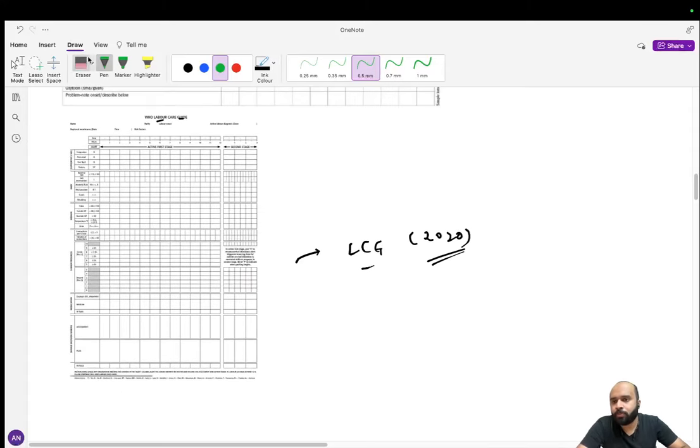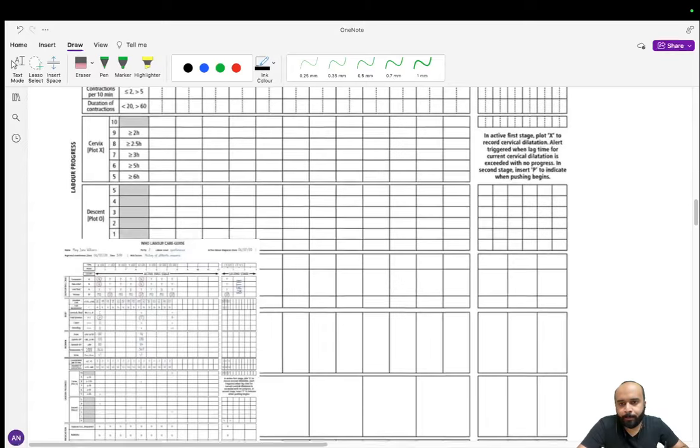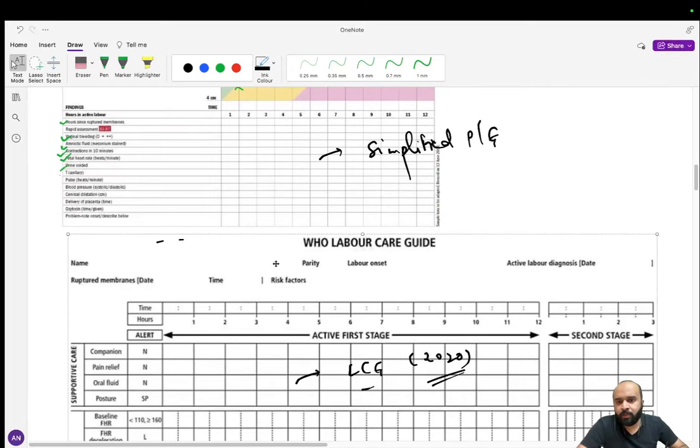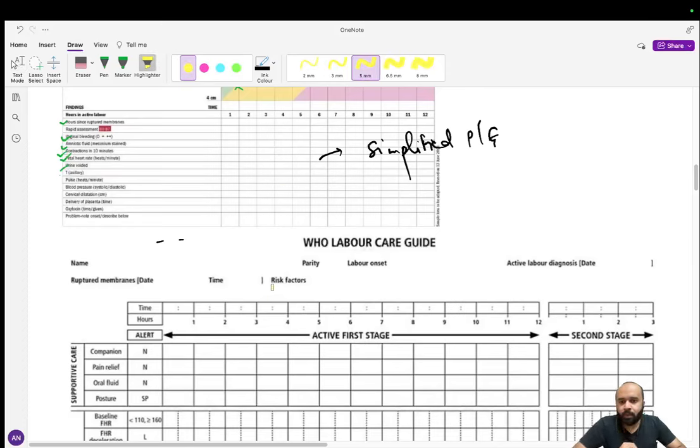Then came the most important modification, which happens to be the labor care guide. Now, in the labor care guide of 2020, there were a few significant changes. The first important change was that the risk factors had to be mentioned over here, and also you have to mention when the active labor was initiated. So the initiation of active labor is to be written, and also the labor initiation, that is when the latent labor initiated. Both these columns have to be mentioned separately. Apart from that, the risk factors have to be written over here.